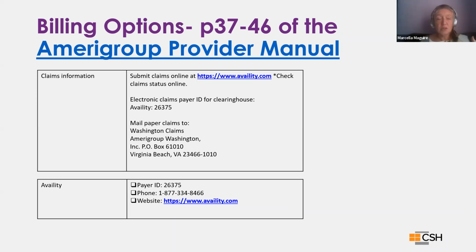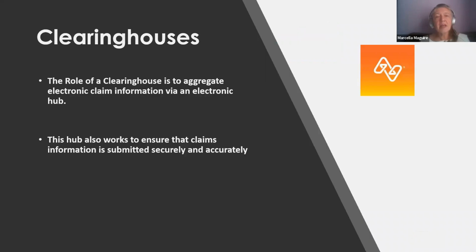All of this material is just grabbed from the Amerigroup Provider Manual. And again, if you're the billing staff for your agency, you want to be really familiar with that and follow the rules and the guidance. This is a very detail-oriented job, but the more correct you get this information, the quicker that you will be paid. So next slide, please. Excellent. Next slide. Okay, clearinghouses.